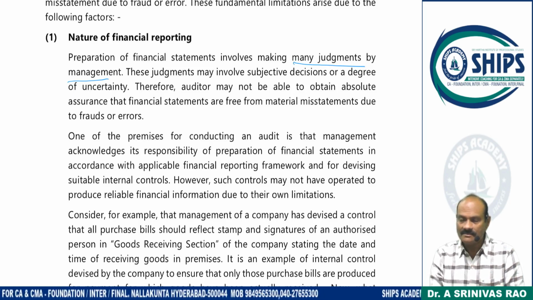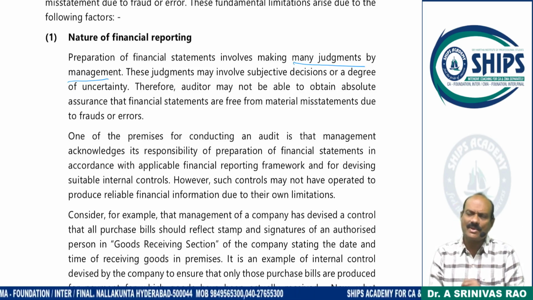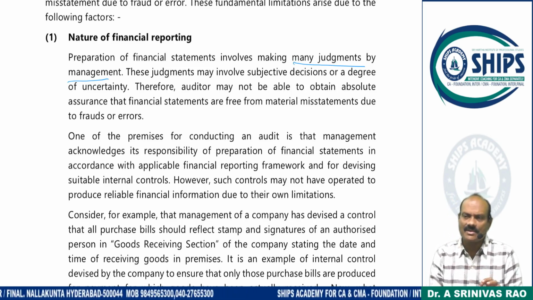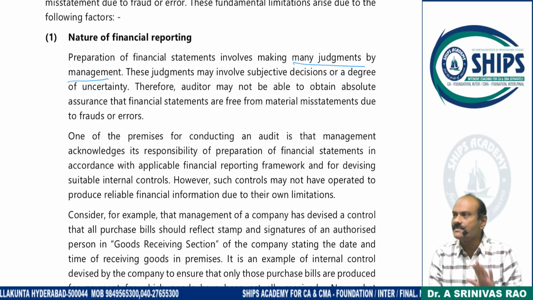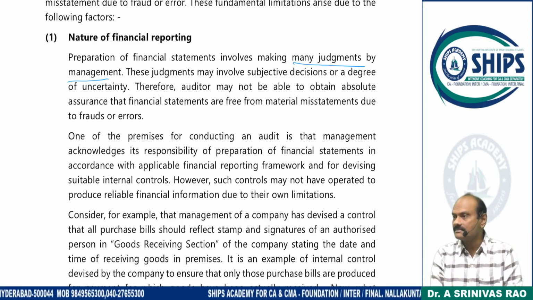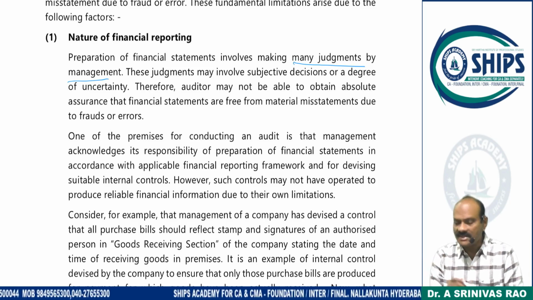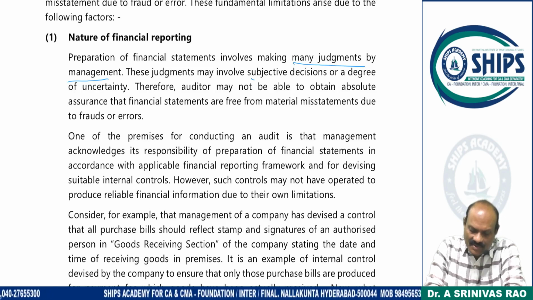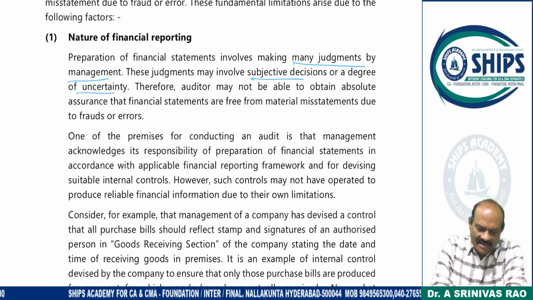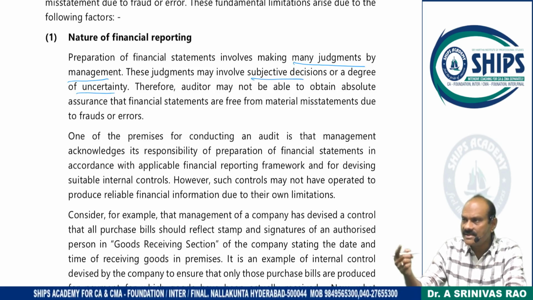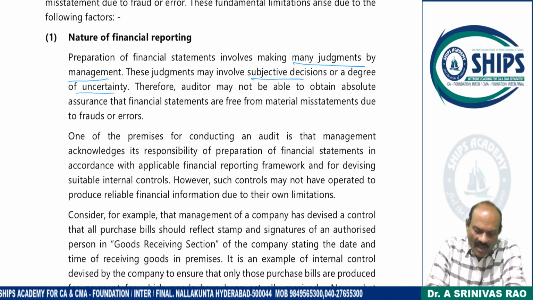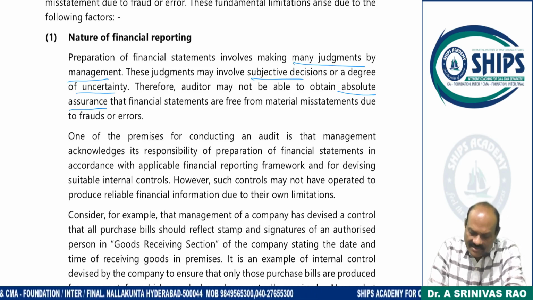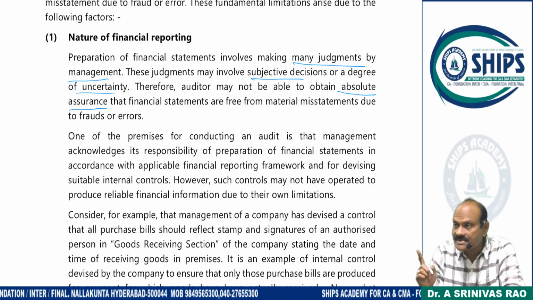Second example, contingent liability. Huge amounts of irregularities. Estimations will be made. All estimations are going to be wrong sometimes. This is management judgment: what they say, we thought. They can easily escape it. But this is going to be an irregularity, right? And these judgments may involve subjective decisions or a degree of uncertainty. Contingent is always a degree of uncertainty. Therefore, the auditor may not be able to obtain absolute assurance that financial statements are free from material misstatement.